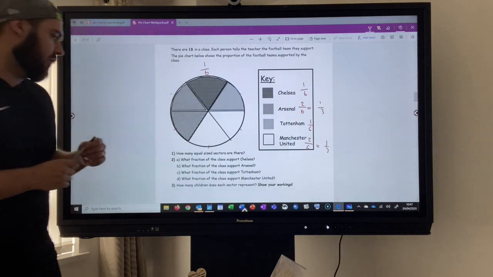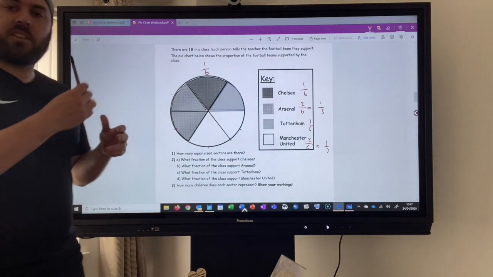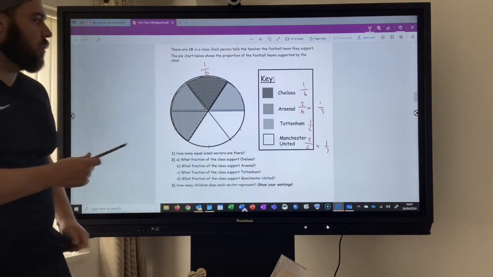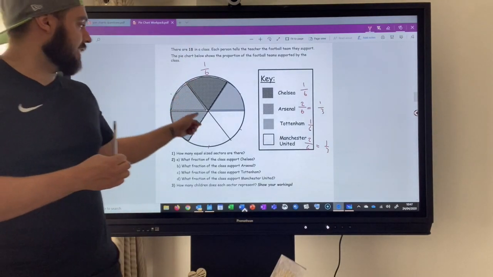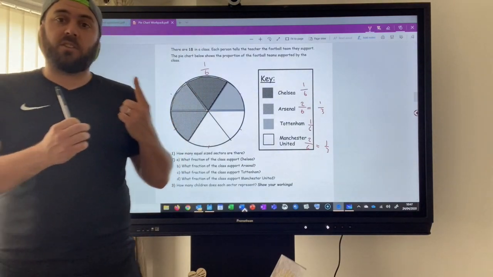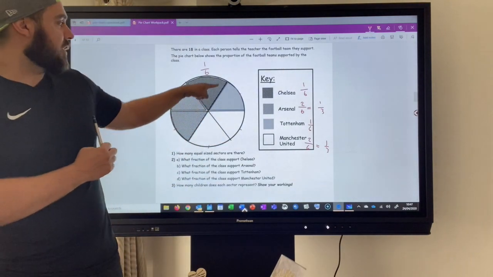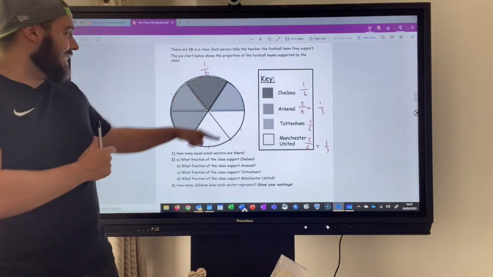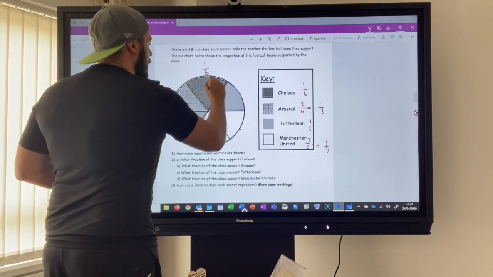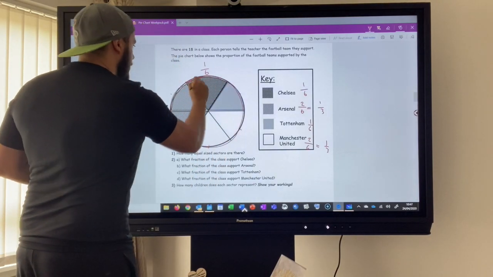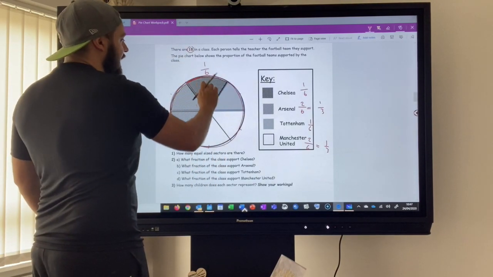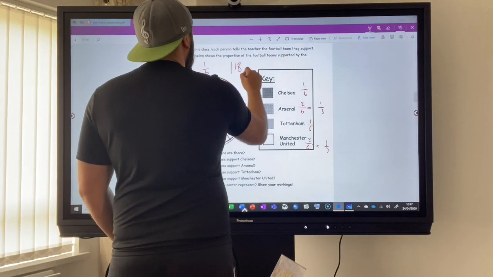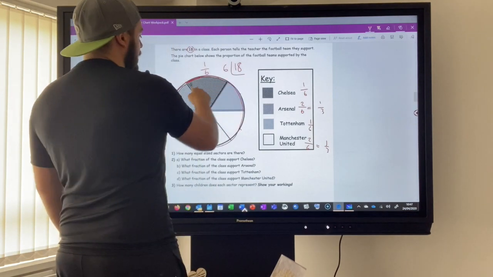How many children does each sector represent? And it says show your workings. So we know we've got 18 pupils in a class. We have to work out what one sector is, because if we work out what one sector is, we'll be able to add up the rest of them and get the full amount. So all of them is 18, and we're splitting up 18 into 6 different pieces. It's just like dividing. So you take 18 and you divide it by 6, because there's 6 pieces.